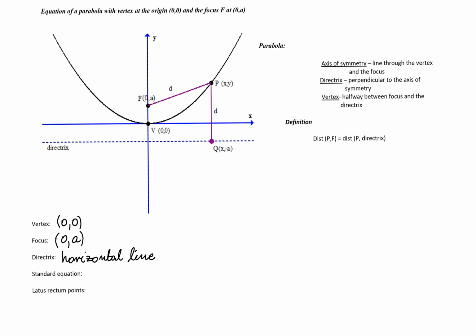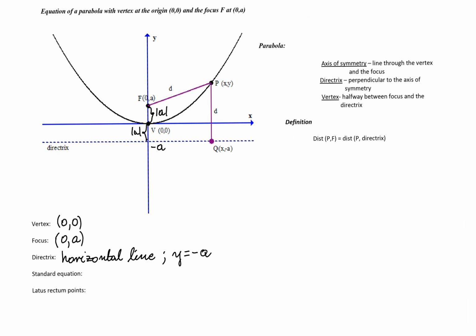Using the fact that the vertex is halfway between the focus and the directrix, we know that the distance between the focus and the vertex is the absolute value of a, which in this case is going to be a. The directrix is also going to be the absolute value of a distance away from the vertex and will pass through the point on the y-axis with the coordinate negative a. And therefore, the equation of the directrix is y equals negative a.